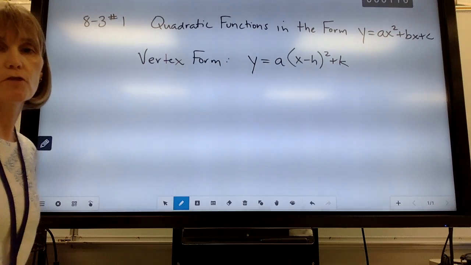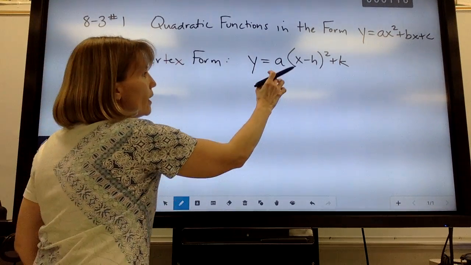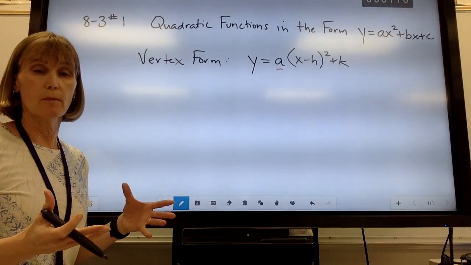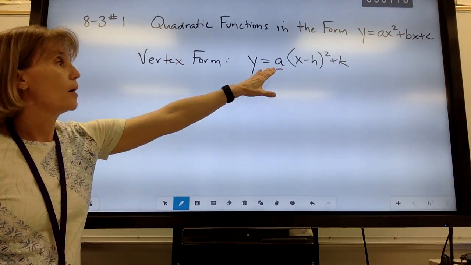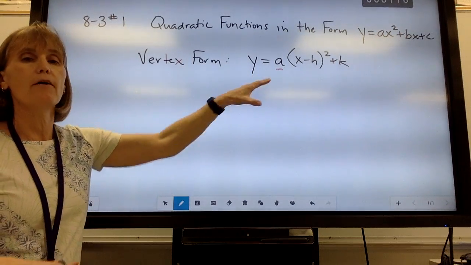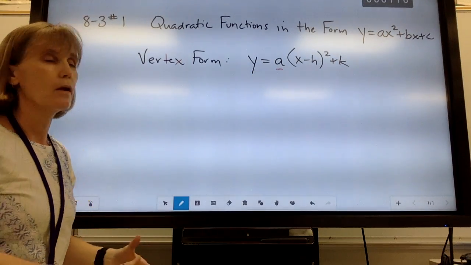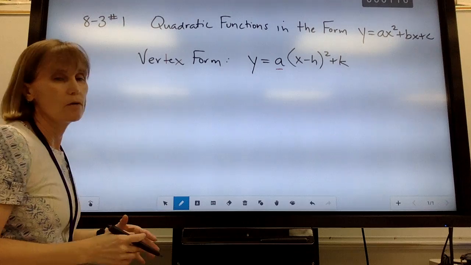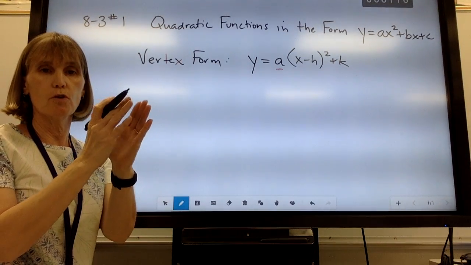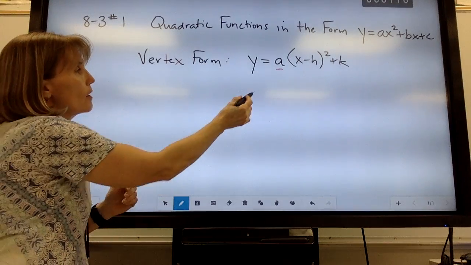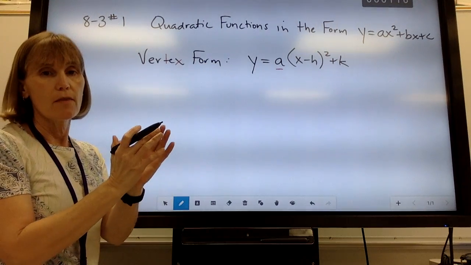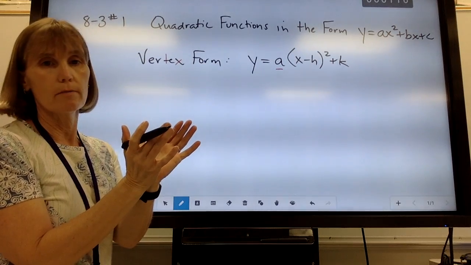H and K were your vertex, and what did the letter A tell us? The letter A told us what direction the parabola was going. If A was a positive value, then the parabola was going to open up. If A was a negative value, then the parabola was going to open down. Also, when that A value was greater than 1, the parabola got much skinnier. If it was a 2 or a 3, it got thinner. And if that A value was a fraction, less than 1, like a half or a third, then that parabola would get much wider.